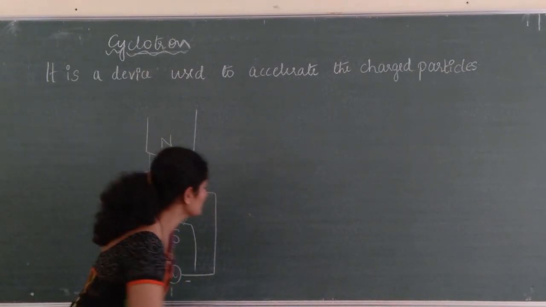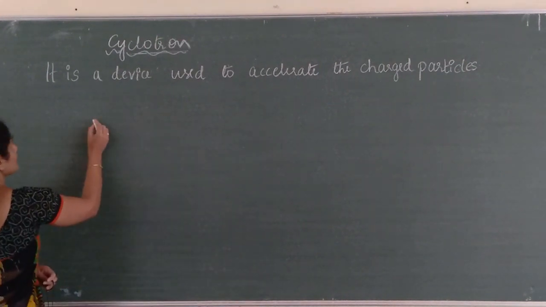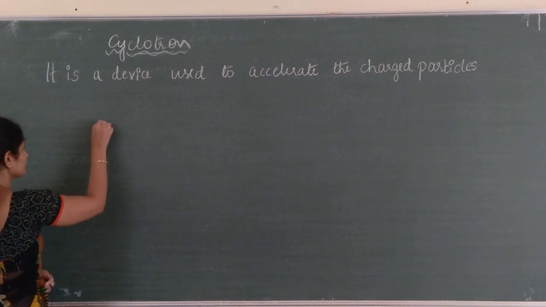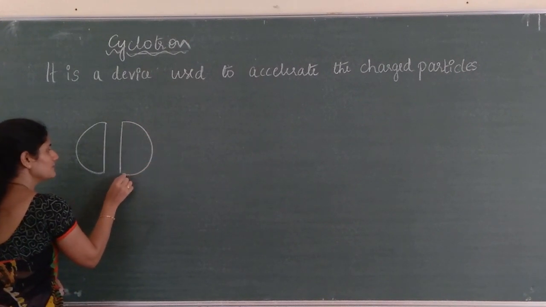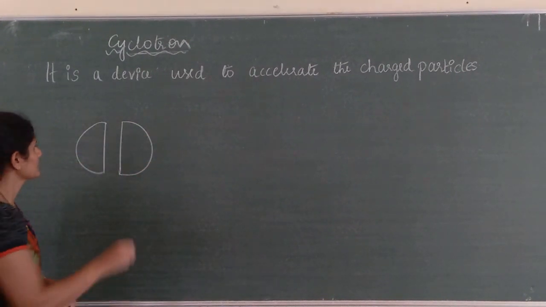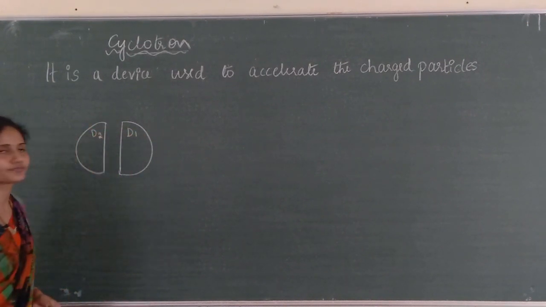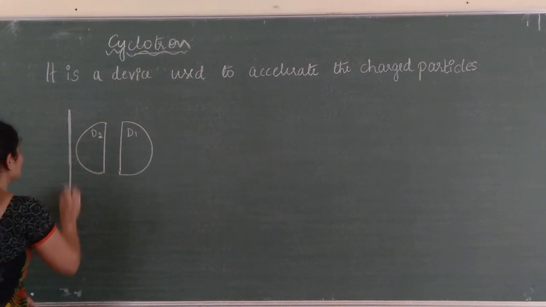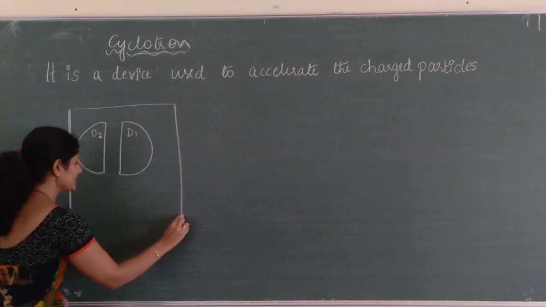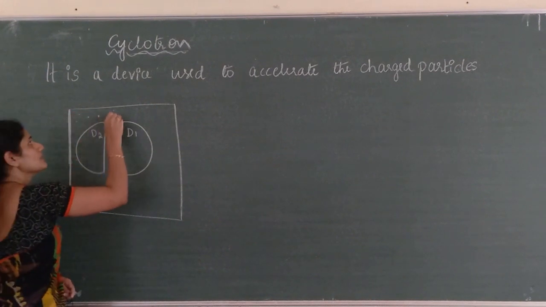Okay. So I will draw the same diagram in a different way. Two Ds are there, D-shaped hollow discs. So one is D1, another one is D2, and this whole setup is placed inside an evacuated chamber. So there is one evacuated chamber, and here we have the magnetic field.